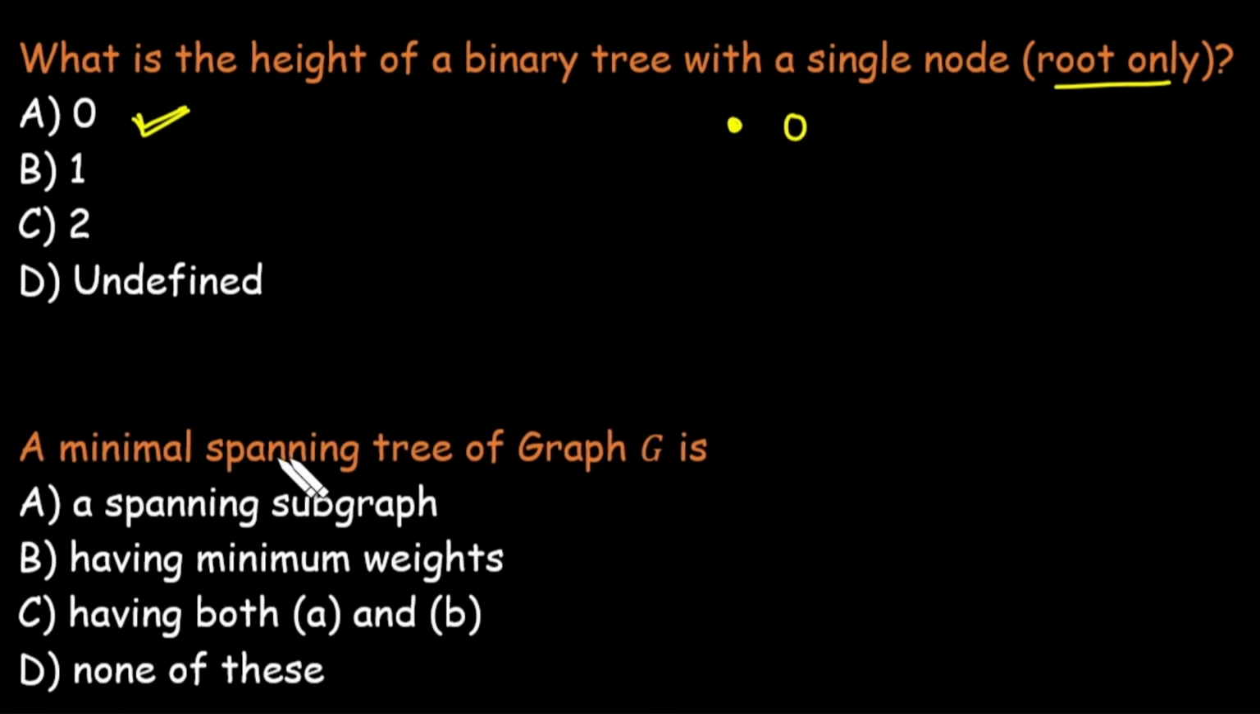Next, a minimum spanning tree of the graph is a minimum subgraph? Yes, because when you construct a spanning tree from the graph, that will be the subgraph of the graph. It is minimal. Minimal means overall weight is minimum. So option A and B both are correct. That is mentioned in C.